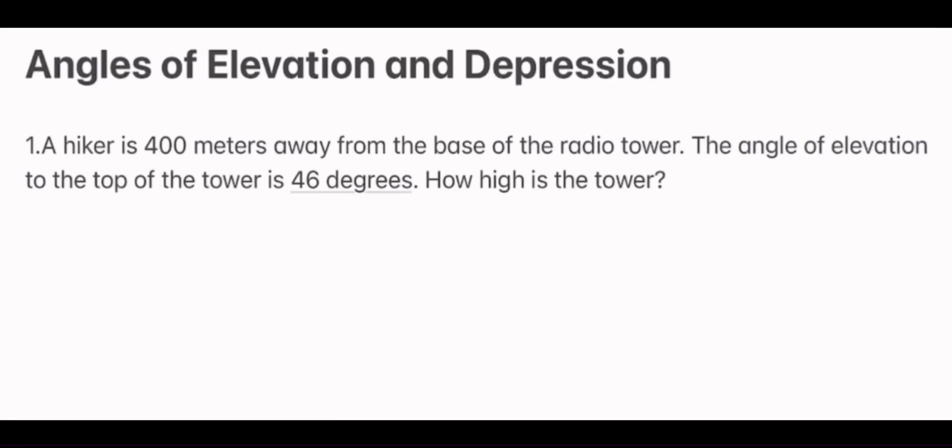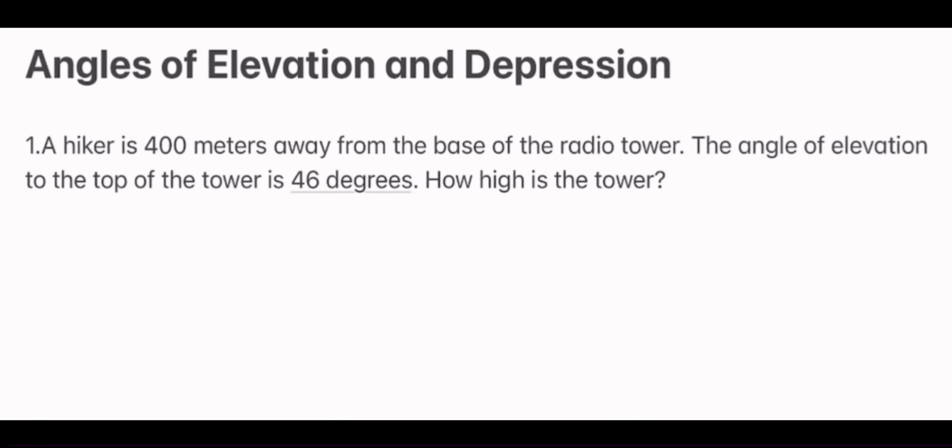So for this video, I will be discussing problems involving angles of elevation and depression. Example number 1: a hiker is 400 meters away from the base of a radio tower. The angle of elevation to the top of the tower is 46 degrees. How high is the tower?